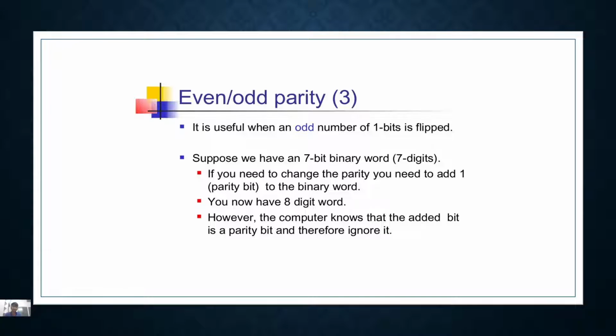Suppose we have a 7-bit binary word, 7 digits. If you need to change the parity, you add 1 parity bit to the binary word, then the parity of the word would be changed. Now we have an 8-digit word. However, the computer knows that we have added 1 bit, it is a parity bit, therefore it is ignored as data and the parity has been changed.